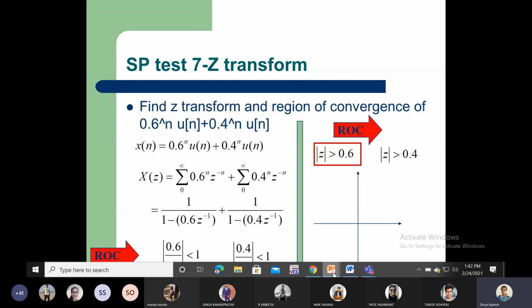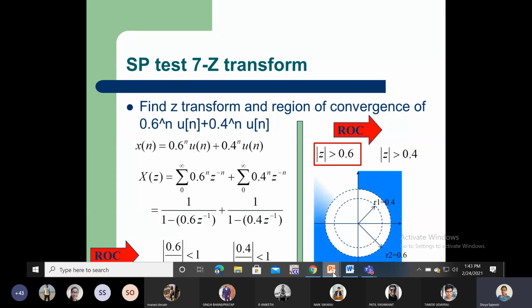If I plot it in the z plane, first you draw the circle with radius 0.4, then a circle with radius 0.6. Now the region of convergence should be greater than the highest value of r. So the region of convergence will lie outside the circle with radius r equal to 0.6, or with z value greater than 0.6.